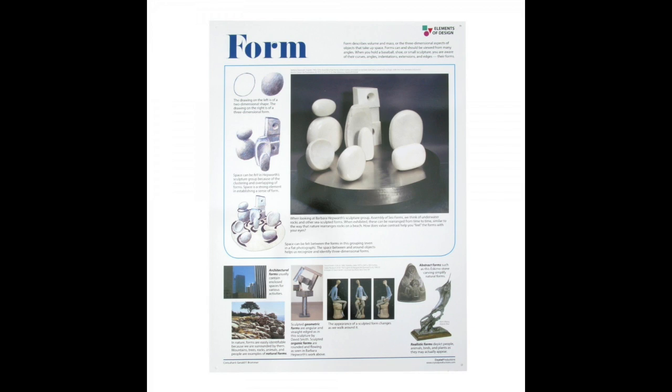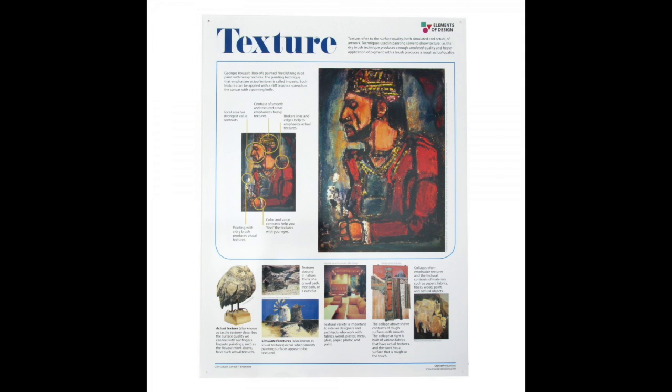Form. Form is shape in three dimensions. So if you think of a geometric shape such as a circle, its form would be a sphere. Lastly, we have texture. Texture refers to the surface quality of an artwork. Even paintings can have texture. Even drawings can have texture. Texture is what makes the surface of an artwork appear exciting and interesting.